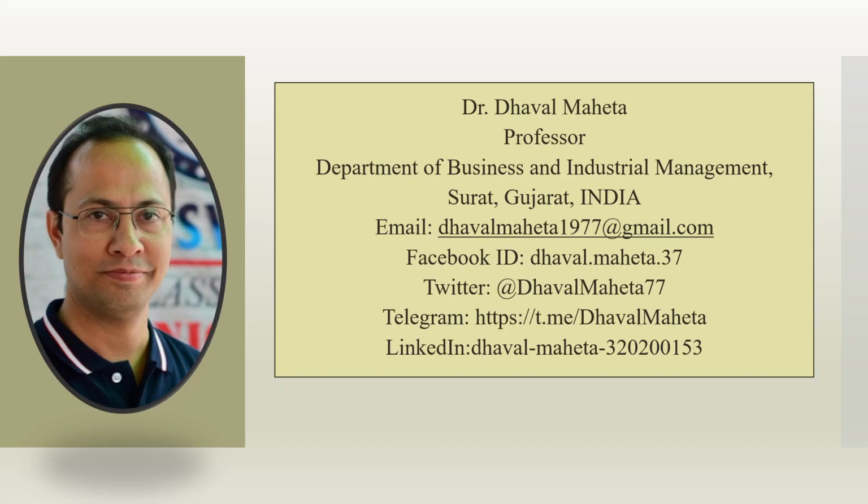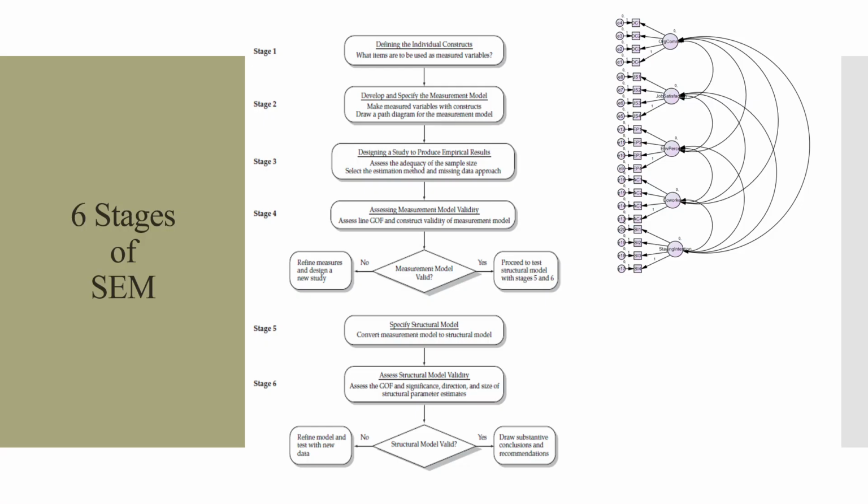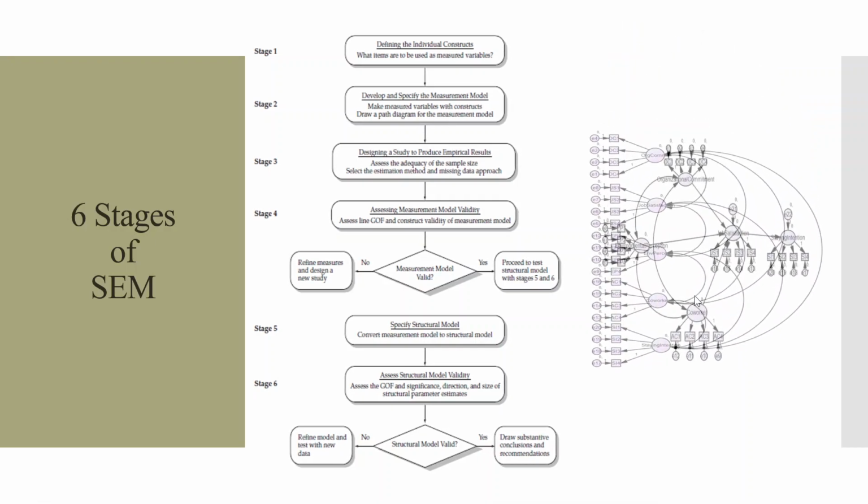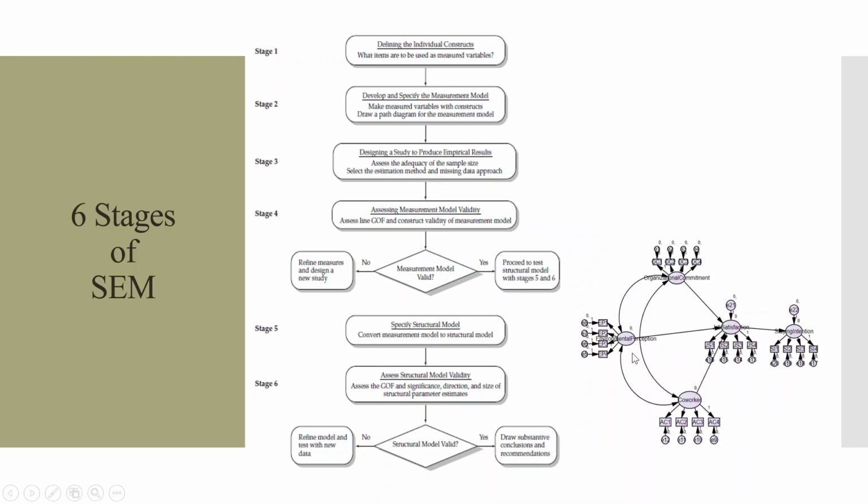This is Dr. Dhaval Maheta, and today we are going to discuss model fit indices of the measurement model. We have already talked about the 6 stages of structural equation modeling. In stage 1 to stage 4, we are assessing the reliability and validity of the measurement model. Once the reliability and validity of the measurement model is established, the same model is converted into the structural model, where we are having the regression paths.